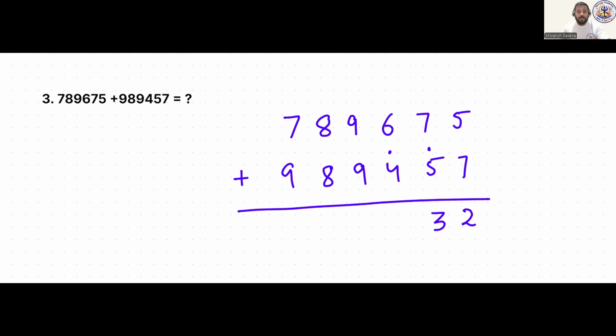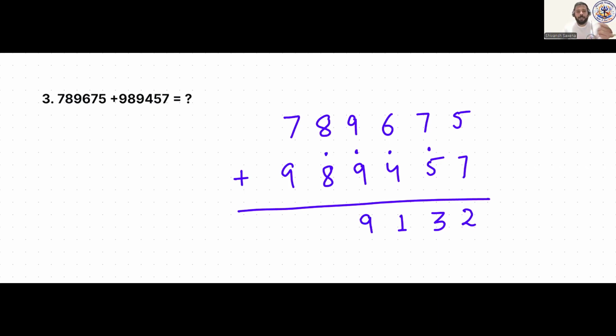6 add 1, 7. 7 add 4, 11. Greater than 10. I put the dot over here. Excess of 11 is 1. Put down the 1 over here. Moving to the next column, 9 add 1 is 10. I put the dot over here. Excess of 10 is 0. 0 add 9 makes 9.